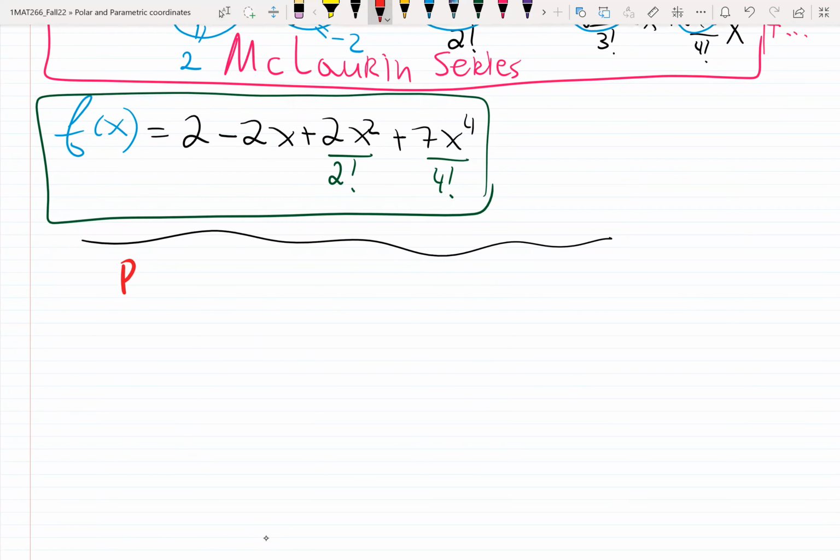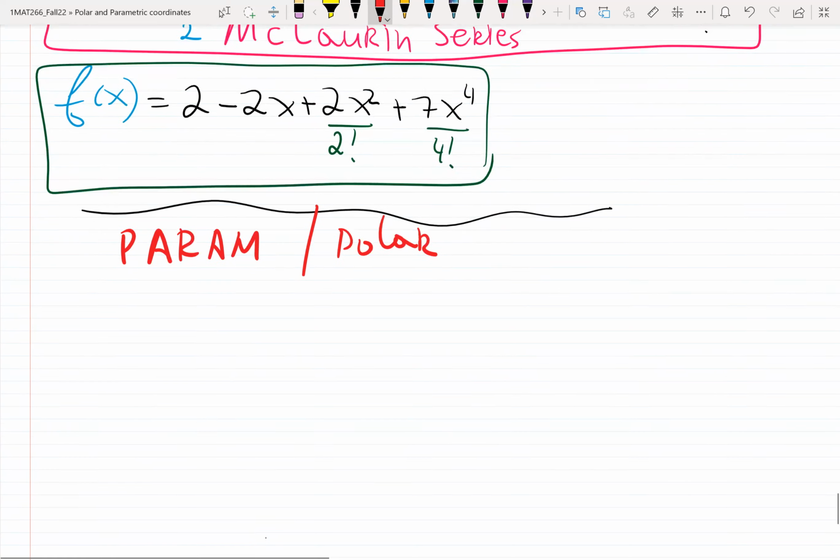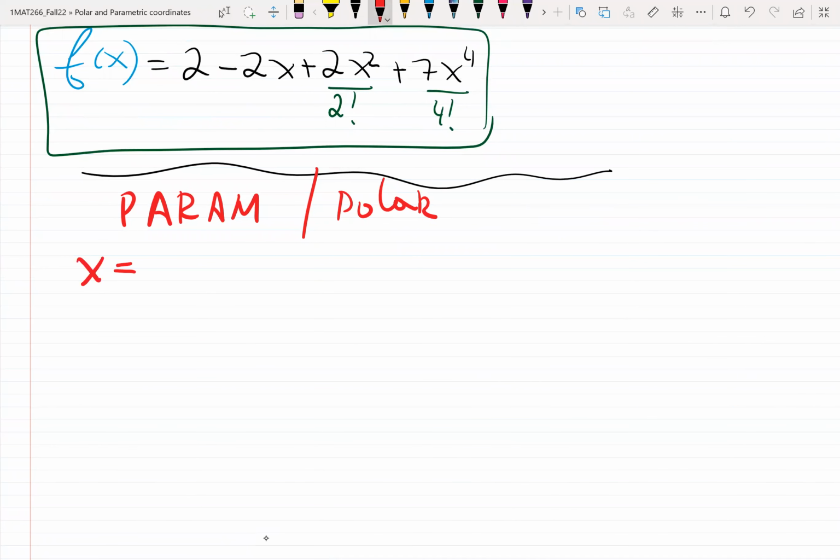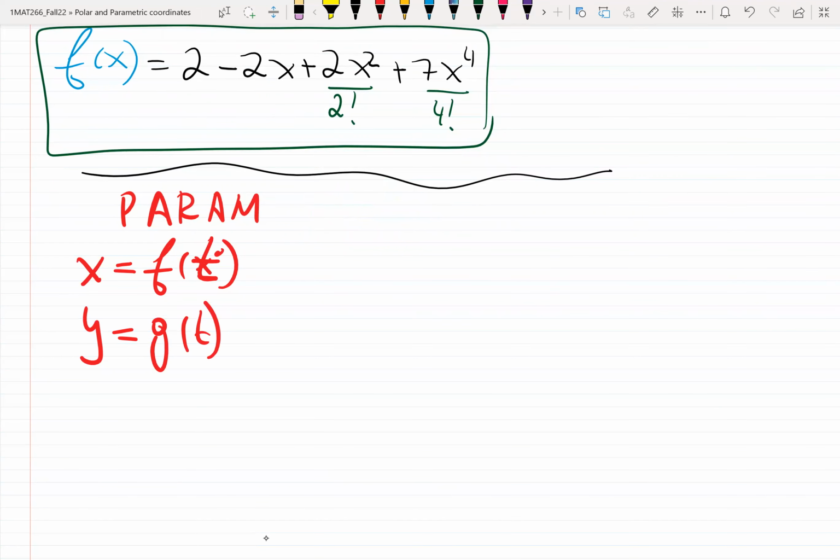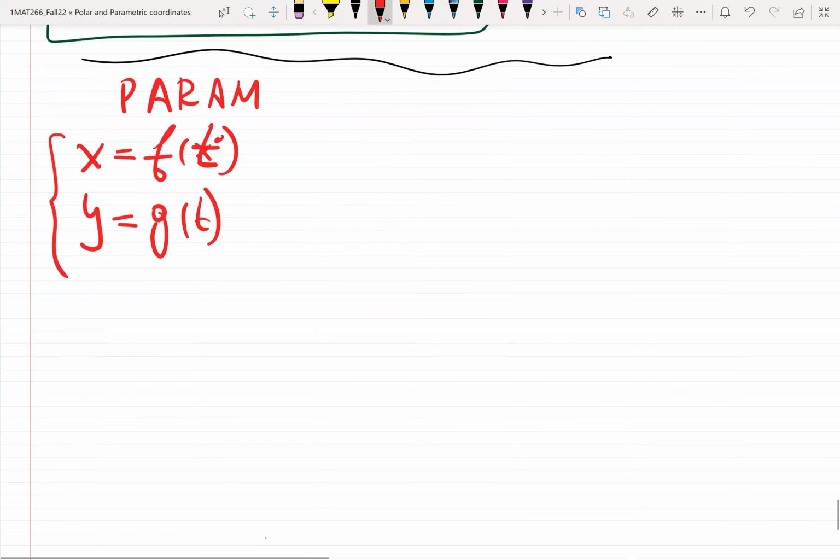Parametrics and polar. Parametric and polar. Polar is just one of the cases of parametric with 2 parameters. So let's see what's going on here. Parametric was written that x can depend on some kind of function of t, and y can depend on some function of t. I guess let's do parametric first, not to confuse. T has its own domain.